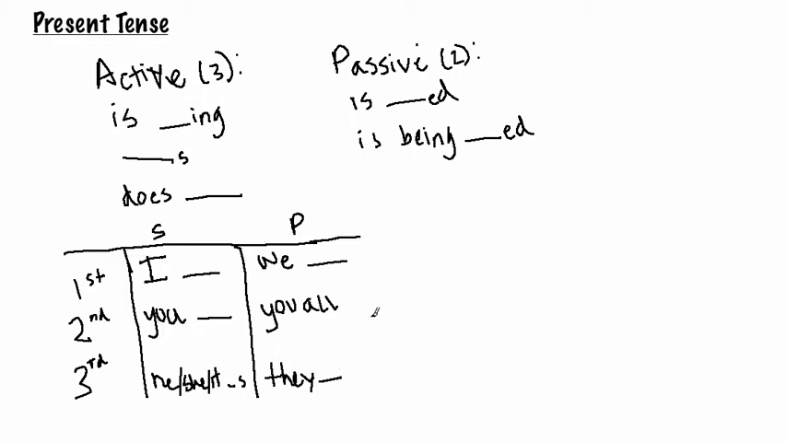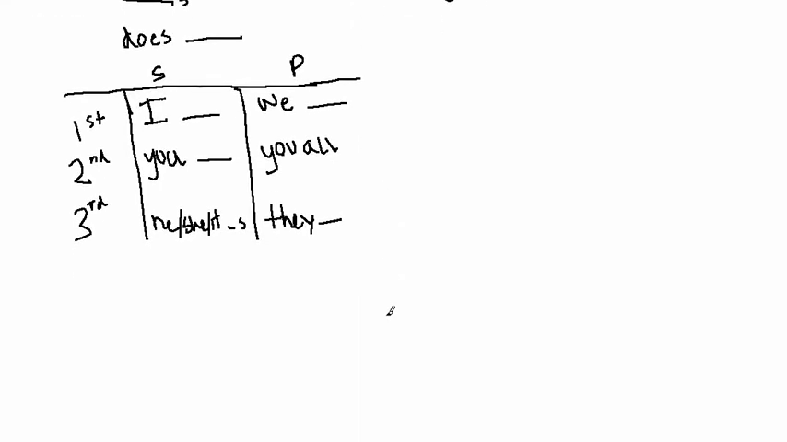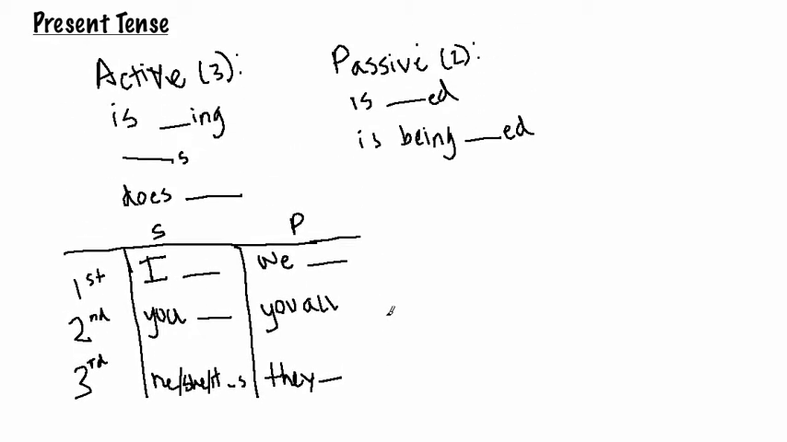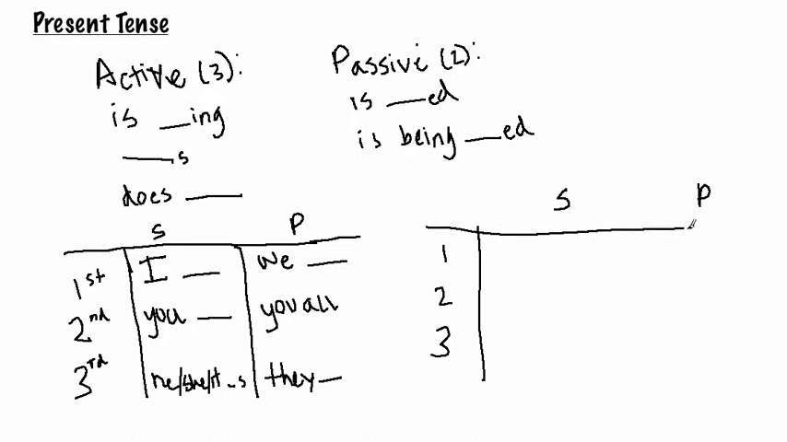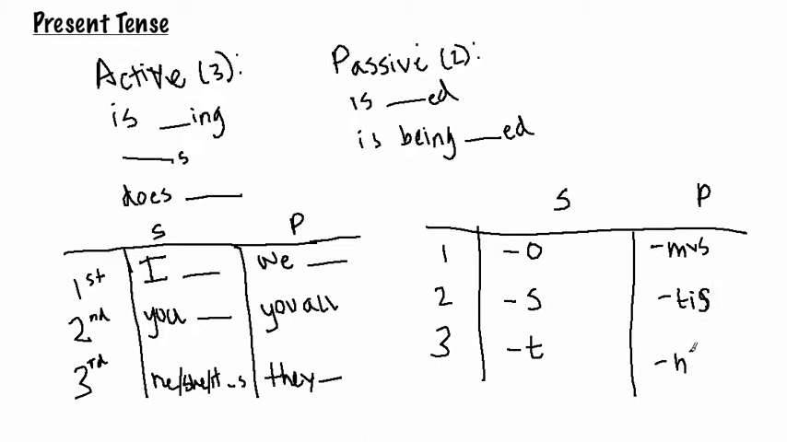And now I'll list the endings for the active present tense. And I'll just go ahead and write them right next to it. First, second, third, and then singular and your plural. And they're going to end as O, S, T, mus, tis, that's an S, and then finally unt.